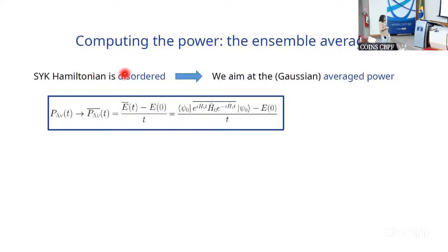The SYK Hamiltonian is disordered, so we care about the average power. We don't care about a power that scales very well only if you pick a super special realization of the J's. We want something that is averaged over all the possible realizations of the couplings. So what we actually do is average the charging power over all the realizations of the J's.